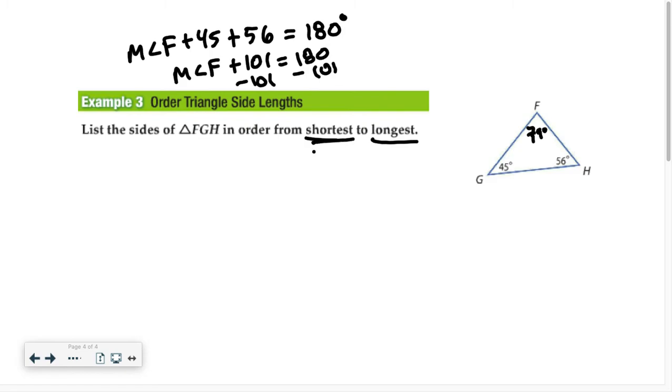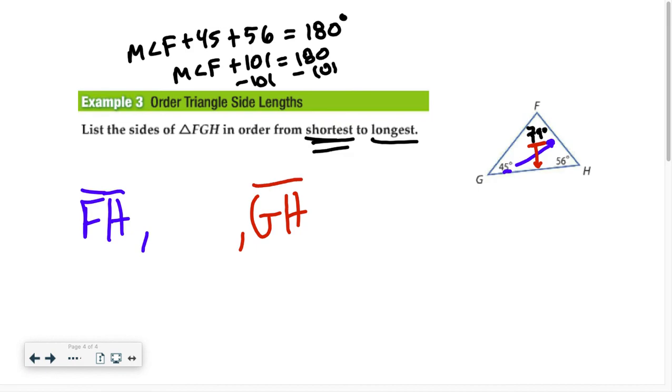All right, so shortest side opposite the smallest angle. Smallest angle is 45. So the shortest side is FH. Let's do it again. So longest side is opposite biggest angle. 79 is the biggest angle. So the longest side is GH. And we're left with one more side, guys, 56. That's in between 45 and 79. So that side that's opposite it, GF, is going to be the middle length. Okay?